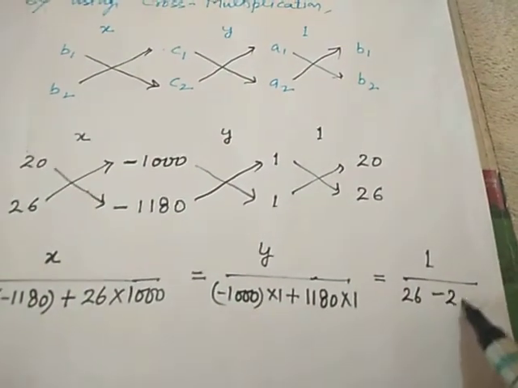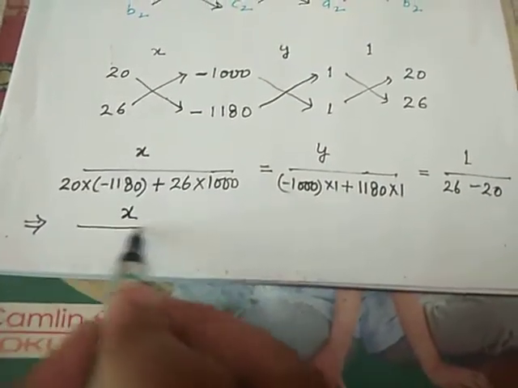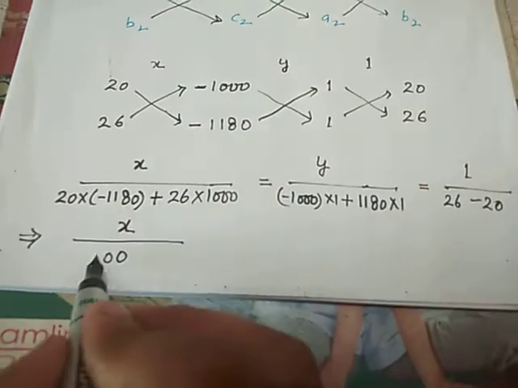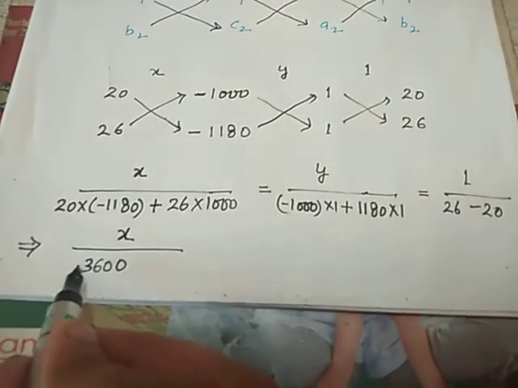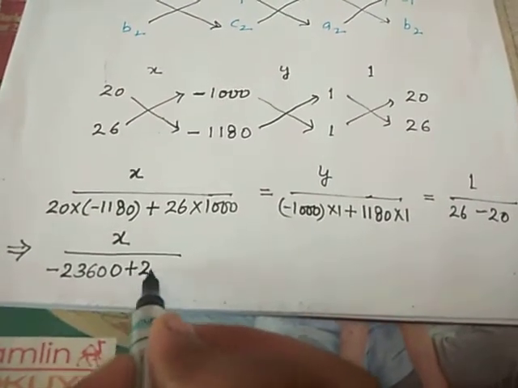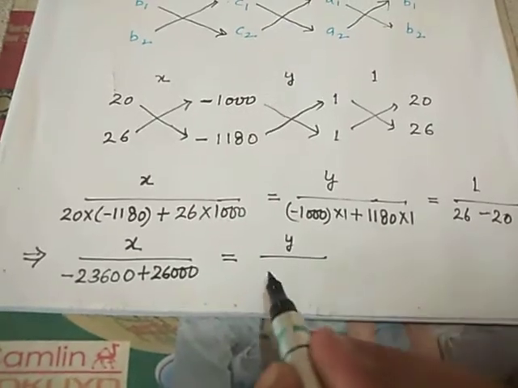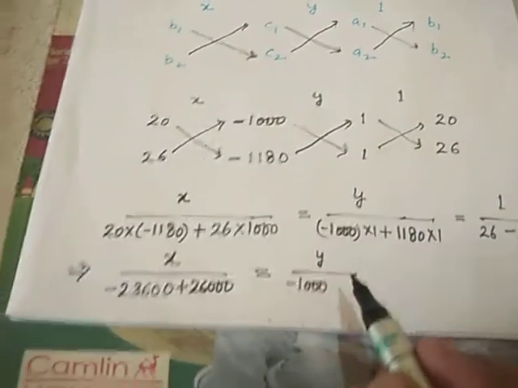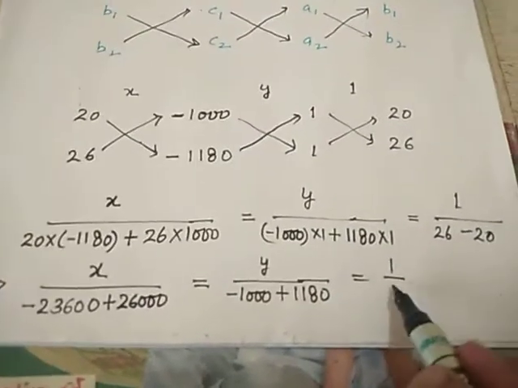Okay, so we will further solve it. It implies x upon, we multiply this, 8 2 is 16, carry over 1, 2 into 1 is 2 plus 1 is 3, and 2 1 is 2, and it is of minus, and here plus 26,000 is equal to y upon minus 1000 plus 1180, is equal to 1 upon 26 minus 20 is 4.